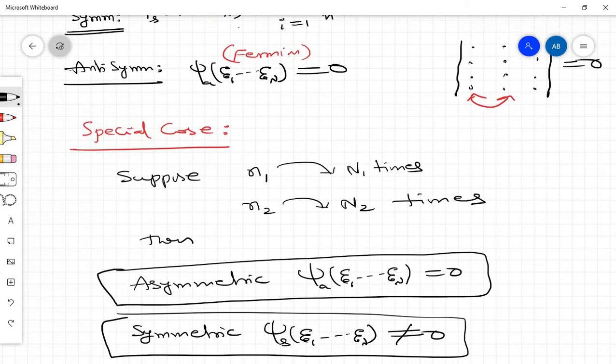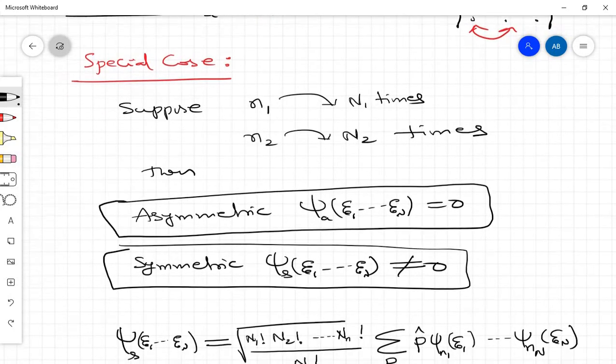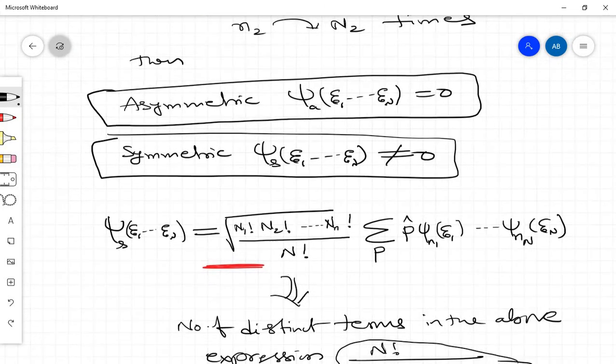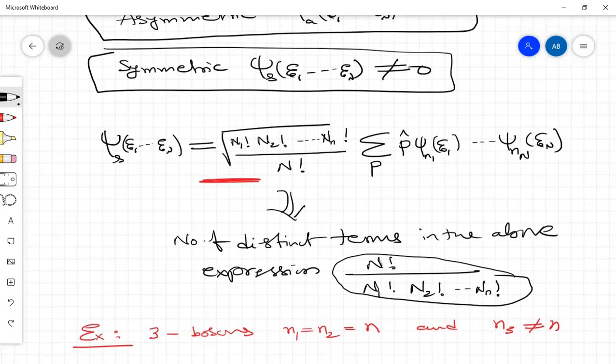The special case, not like that. So n1 particles, that is n1 state repeats n1 times. That is, multiplicity of n1 state is n1. n2 state is n2. And of course, the asymmetric function will be 0. Then we need to talk about the symmetric wave function. That is something like this. Okay. I hope it is clear.